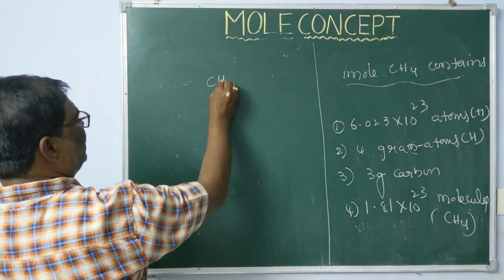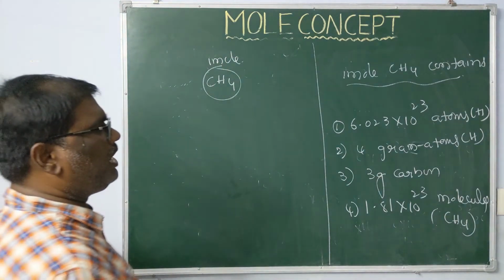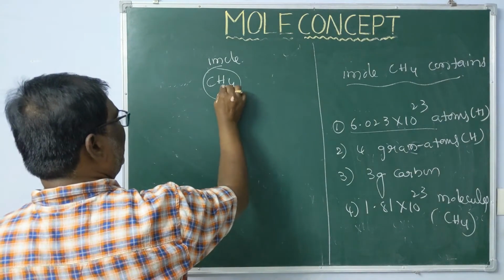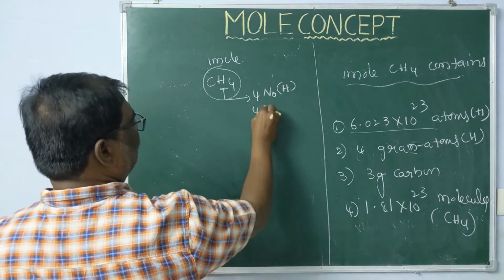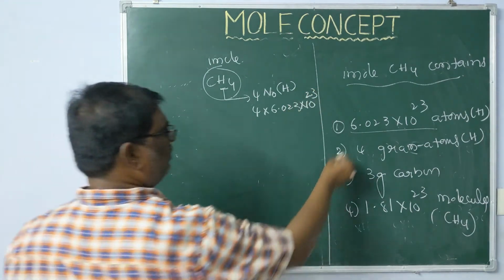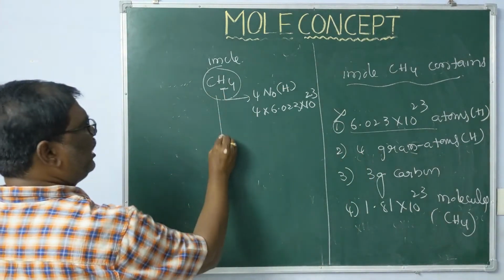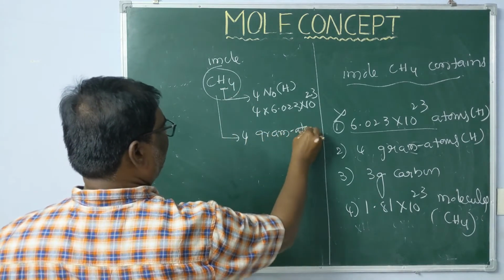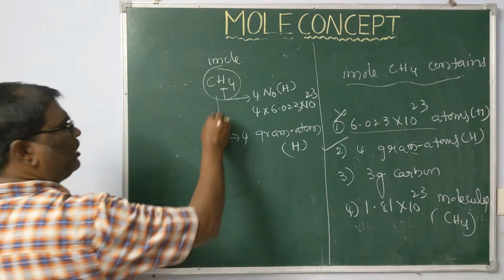Now you take 1 mole methane, the data about 1 mole methane. First we have to verify the number of atoms of hydrogen. How many atoms are there? 4 into Avogadro number of hydrogen atoms. That means 4 into 6.023 into 10 power 23. But they gave this one wrongly. Next one, gram atoms. How many hydrogen gram atoms are there? 4 gram atoms of hydrogen. I think this is the right option.